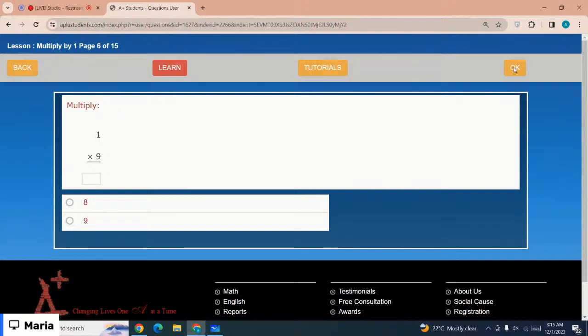The next one is 1 times 9, which is the correct option? Yes, the correct option is 9. 1 times 9 equals 9. Very good.